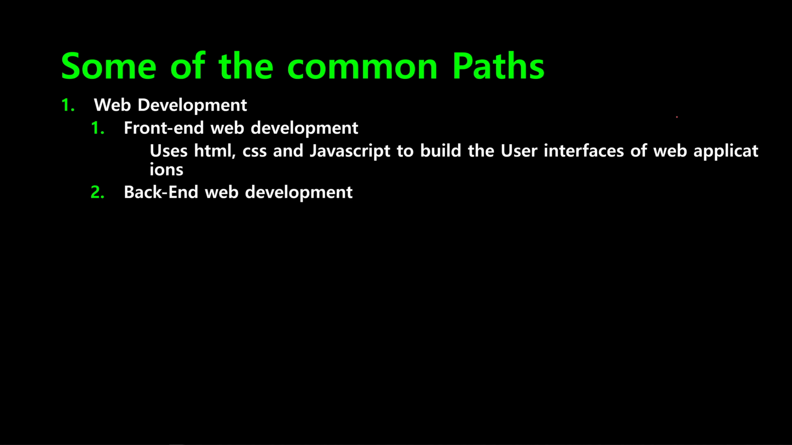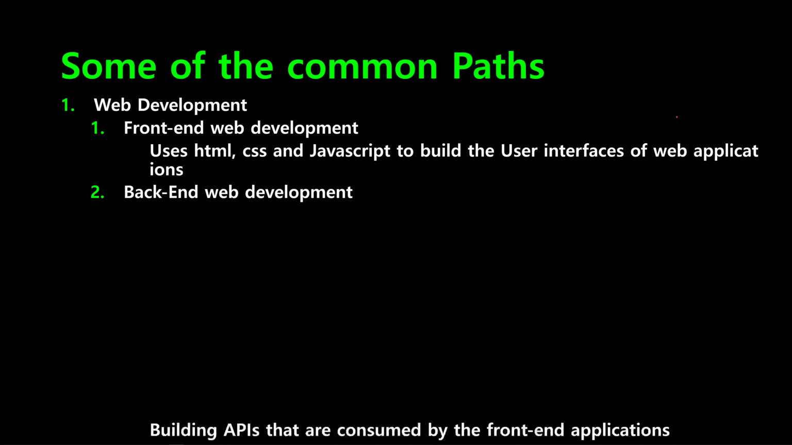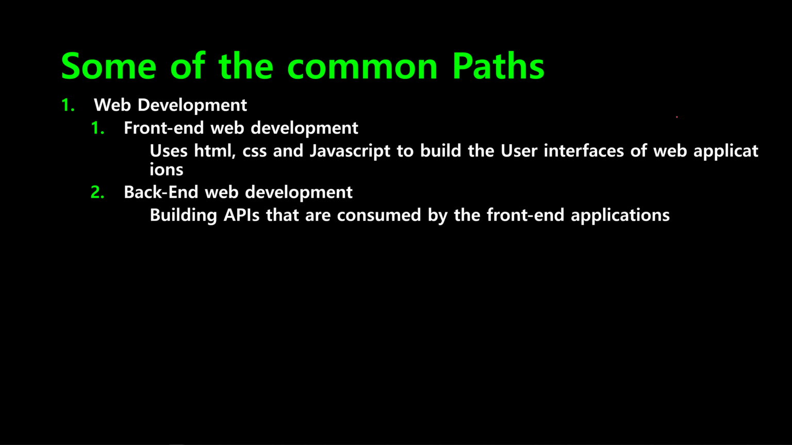And then if you are interested in the backend of web development, what you'll be doing is mainly building what are called APIs, application programming interfaces. APIs are consumed by the front-end application, and you can think of them as messengers standing between the front-end and the database, passing data back and forth in the form of JSON or something else, and handling some necessary business logic.